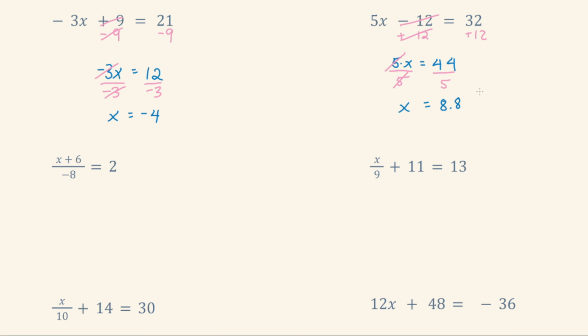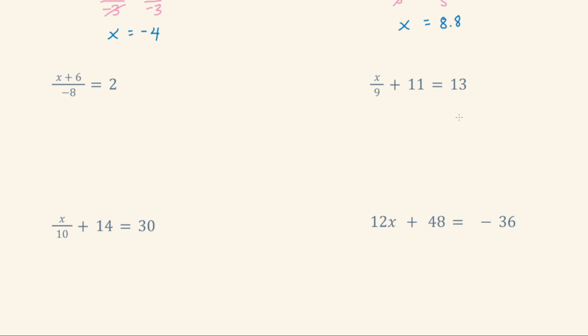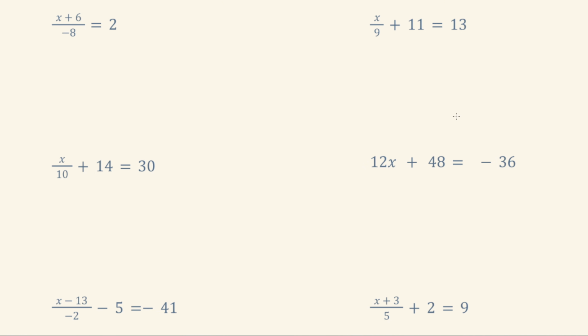Now, on to the next question. We've got x plus 6 divided by negative 8 is equal to 2. So this numerator is being divided by this denominator, that negative 8. So we have to undo that division first, right? Because it's the sum first, and that sum is being divided by negative 8. So I'm going to undo a division by multiplying by minus 8 on both sides, so that the negative 8 and the negative 8 go away. I just get x plus 6 is equal to minus 16.